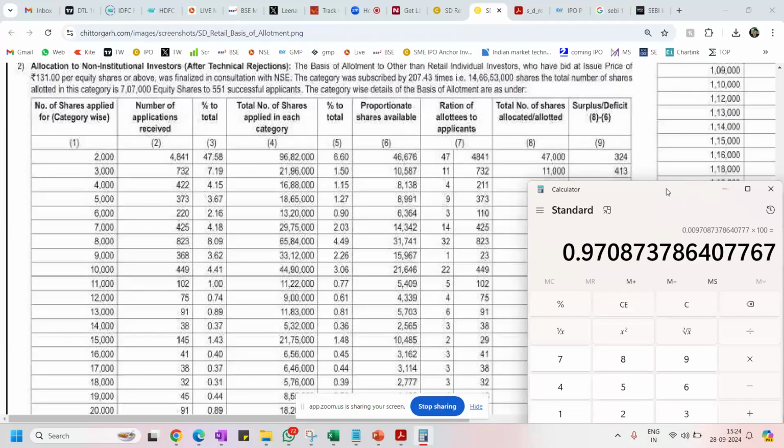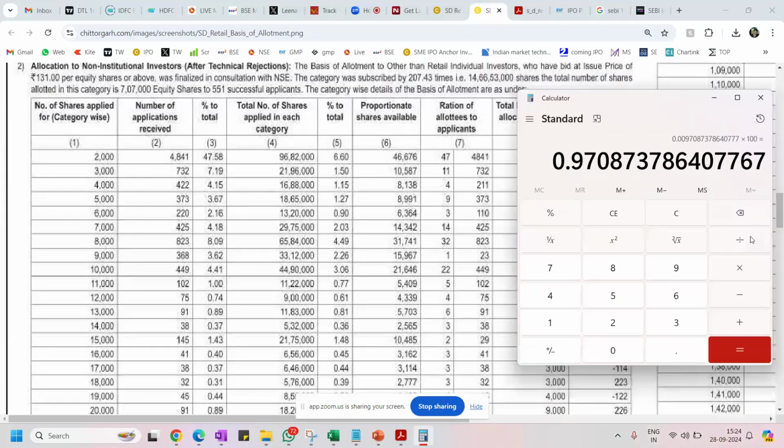However, if we look at 3 lots, there were 732 applications, and out of those 11 people got allocated. So 11 out of 732. You can see your chances of allocation increased from 0.97 to 1.5 when you increase your application amount by 1 lot.